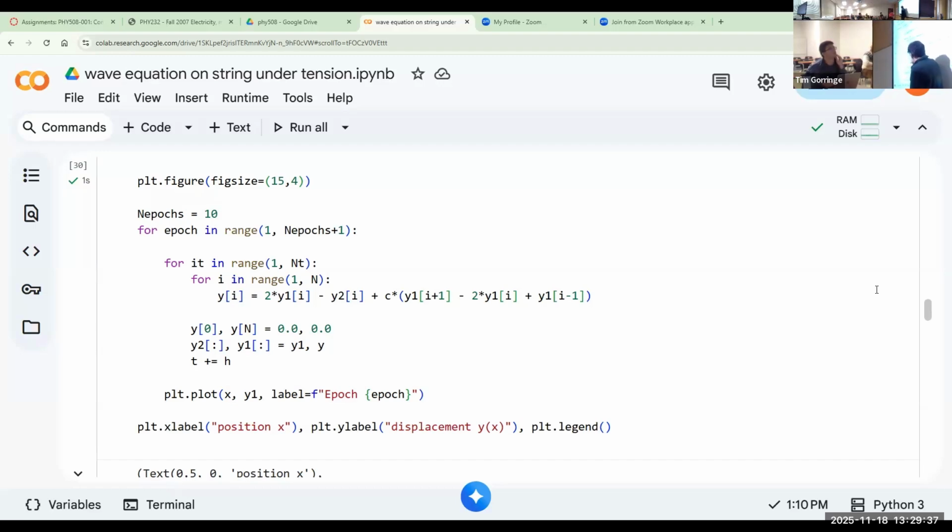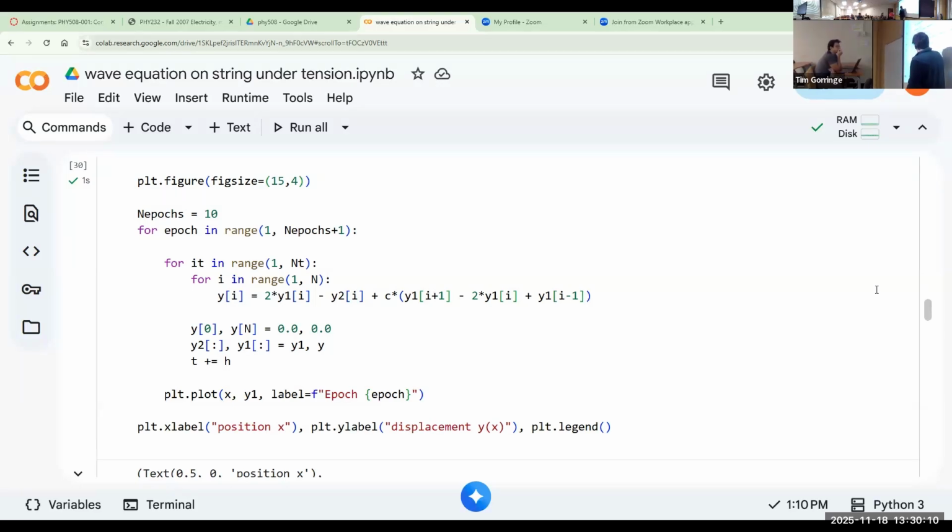So downstairs here, when I'm doing this copying, Y, which I've calculated as the future, I'm going to turn into the current. And I'm going to take Y1, which was the current, and turn it into the prior. So I copy those over, and of course I'm going to calculate the future. So that's what I'm doing here.